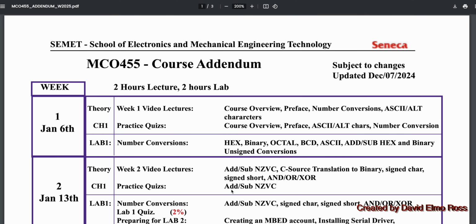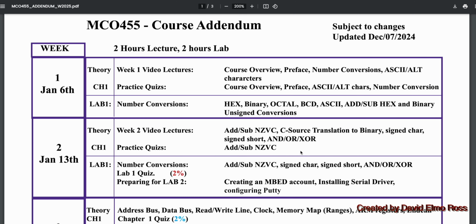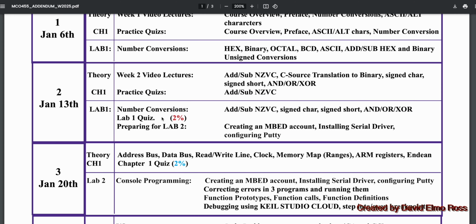because it goes through week by week what's going to be covered and when your lab and theory evaluations are going to take place. As we look at our course addendum here, we can see in the second week we have a Lab 1 quiz, which is worth 2% of our mark.